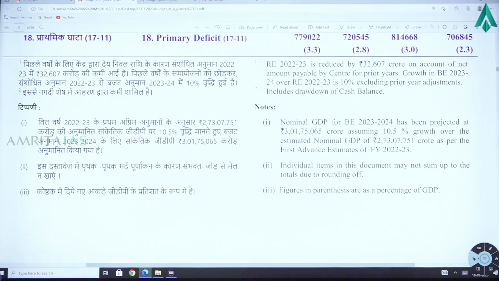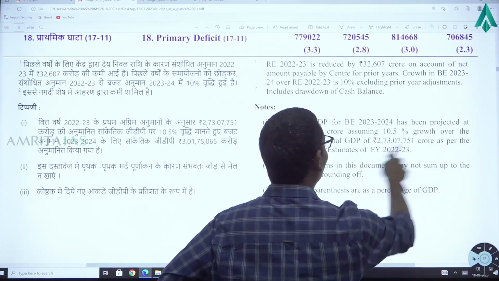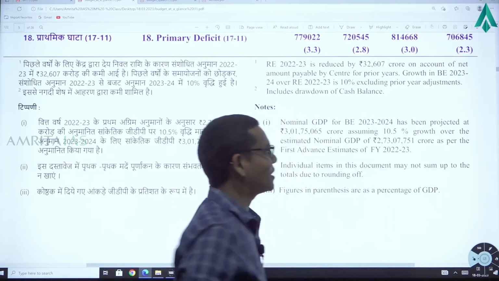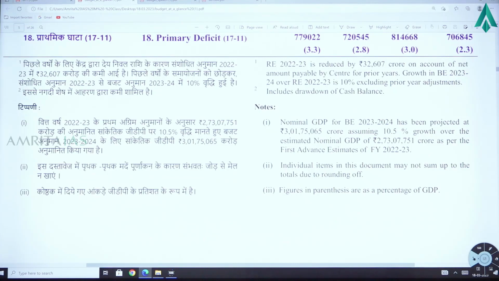301 lakh crore, assuming 10.5% growth over the estimated nominal GDP of 273 lakh 751 crore as per the first advanced estimate of 22-23. That means this year's budget, this year's GDP is how much? 273 lakh crore. So remove the 250 from your mind. Now you have to fix 273 lakh crore. Next year how much will it become? 301. Is it clear?